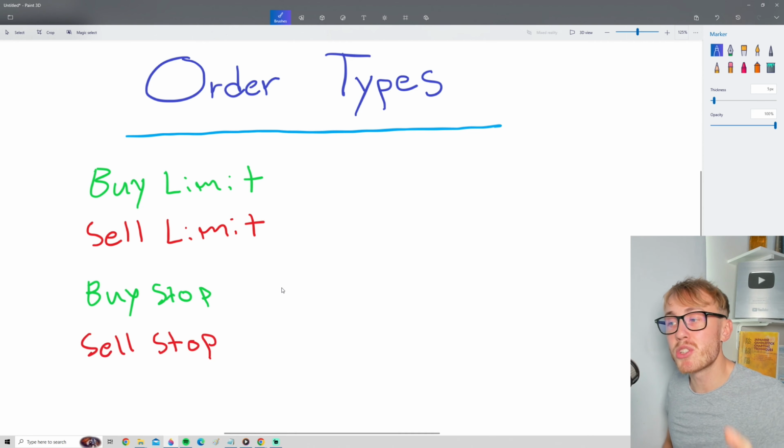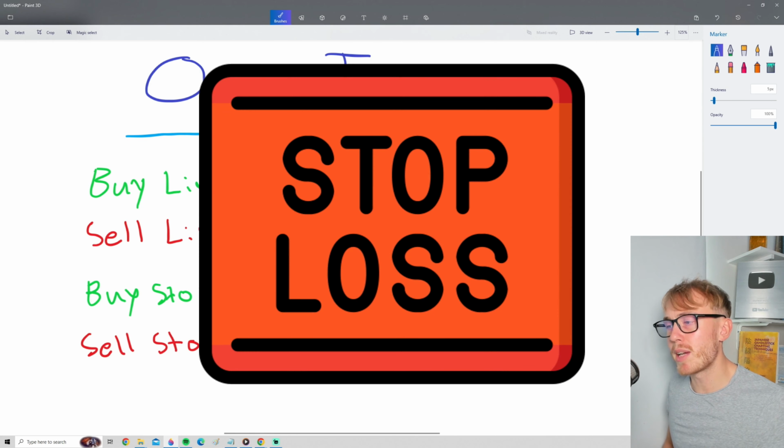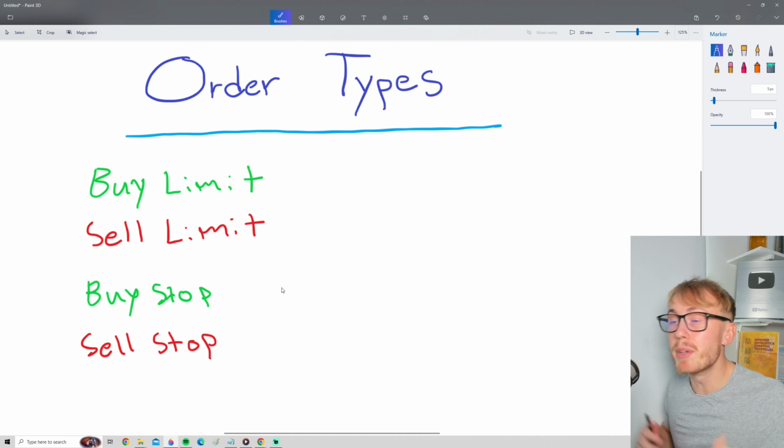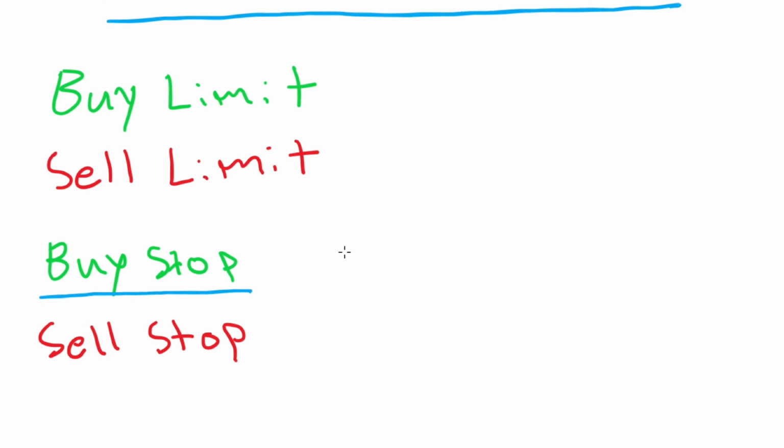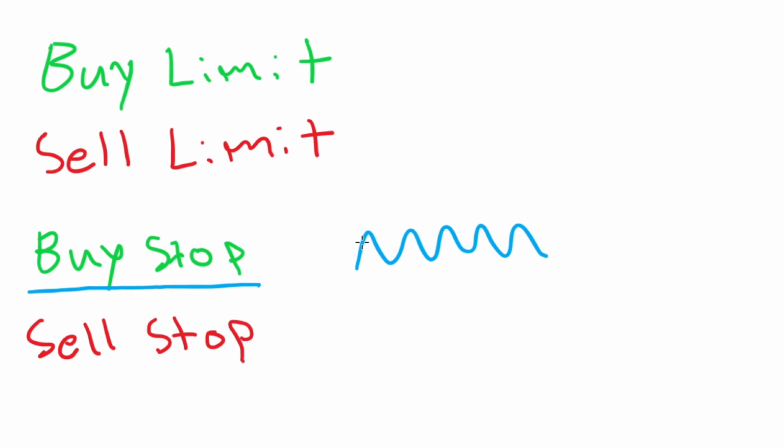These two order types should not be confused with a stop loss, because these two order types are basically the opposite of the buy limit and sell limit order. So let's start by taking a look at the buy stop order here to explain this. Let's once again say that we have the price trading here at around $100.